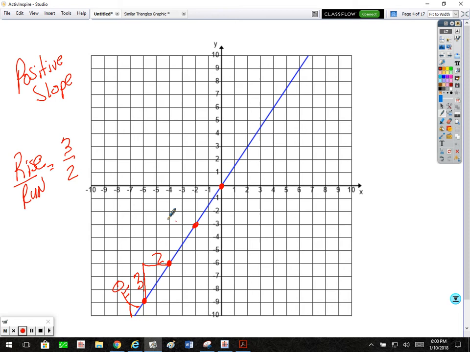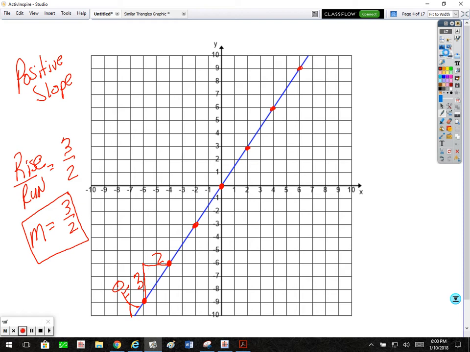Since he's going uphill, it's a positive slope, 3 over 2. So this is the slope of this line, and all I'm doing is counting rise to run, 3 and 2, 3 and 2. I can use this rise and this run to find another point: 1, 2, 3, 1, 2. I could keep going on and on if this line kept going, if my grid was big enough. But you kind of get the point. It's just rise over run.